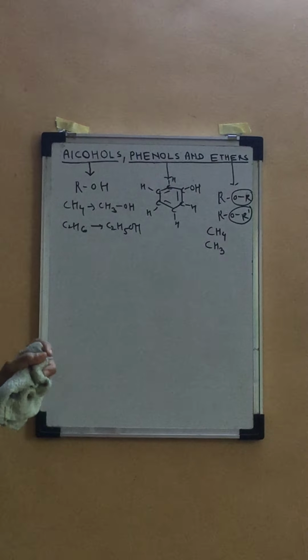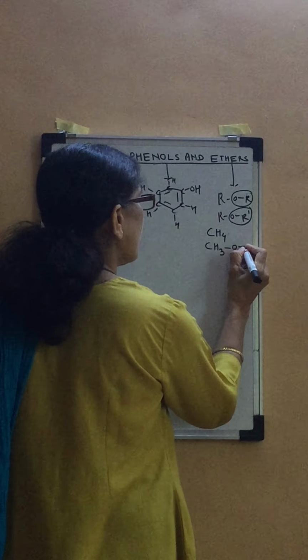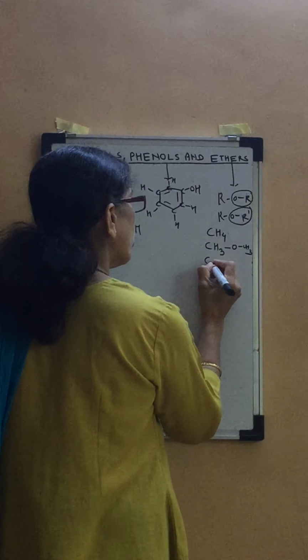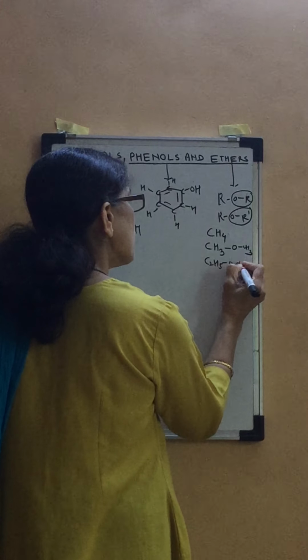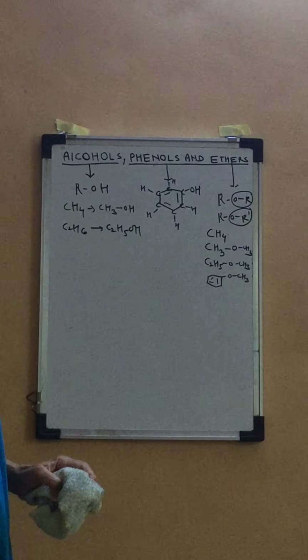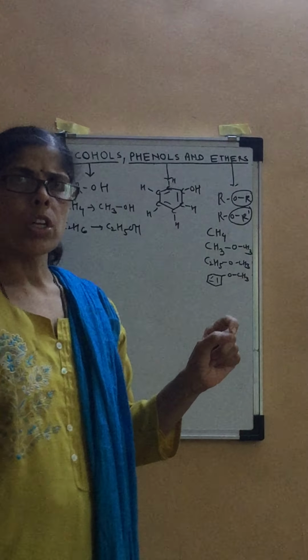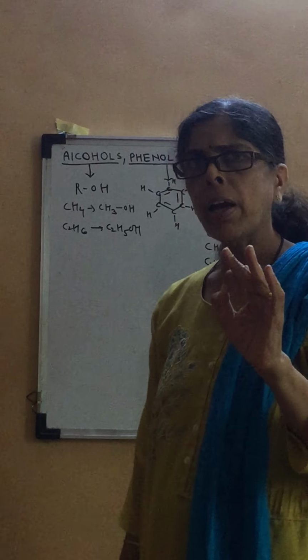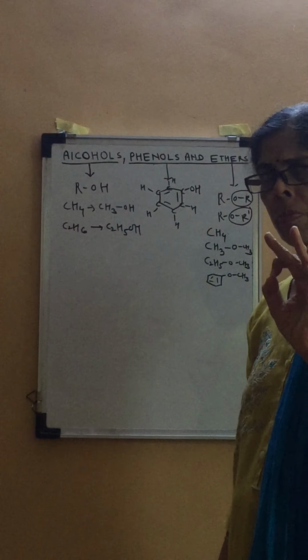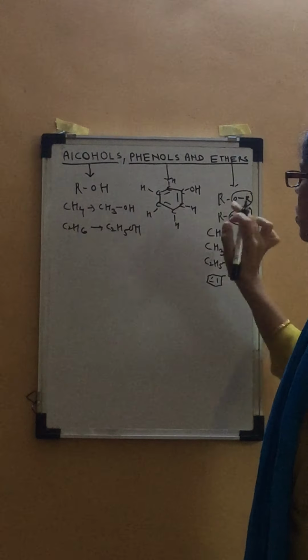So we can have CH3OCH3, with another alkyl group. We can have C2H5OCH3. In general, these are alkoxy derivatives of alkanes, basically alkanes in which one of the hydrogen atoms is substituted by an alkoxy group, that is OR group. Okay, so alcohols, phenols, ethers.